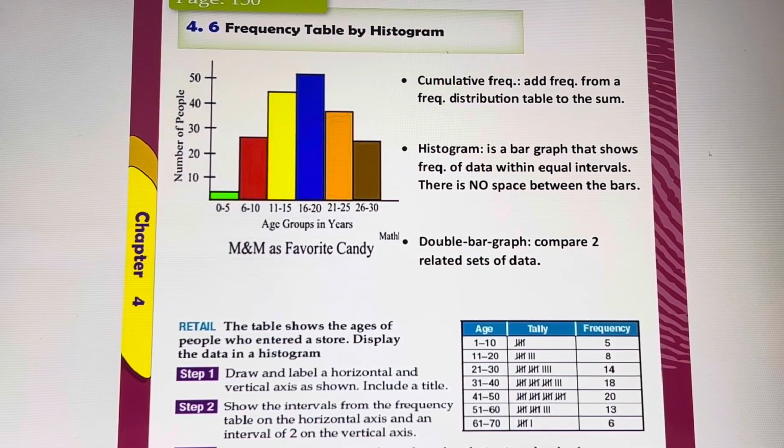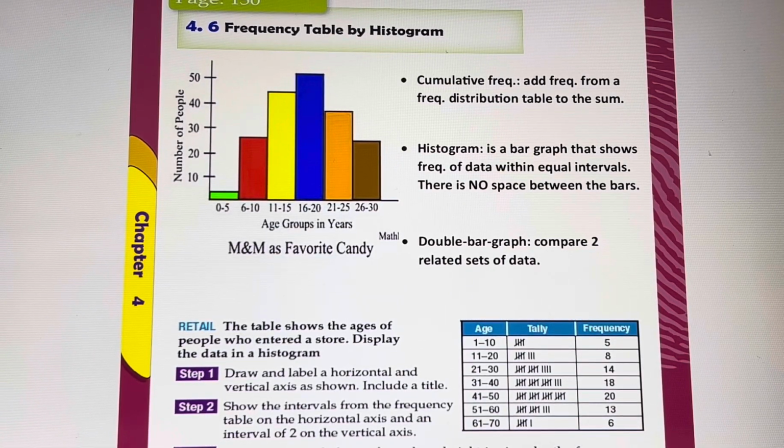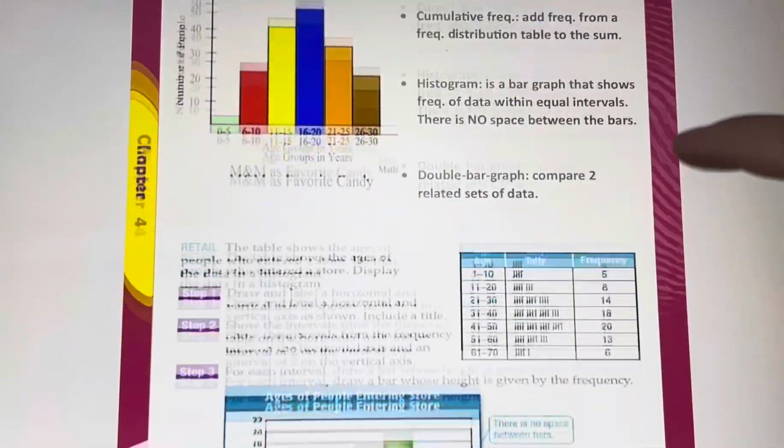What is an interval? It's the number that we start with and the number that we end with; we subtract them, and the difference between those two is the interval. And remember something, there is no space between the bars, so this is different from a bar graph. A double bar graph compares two related sets of data. Instead of only having one bar, we've got two bars.